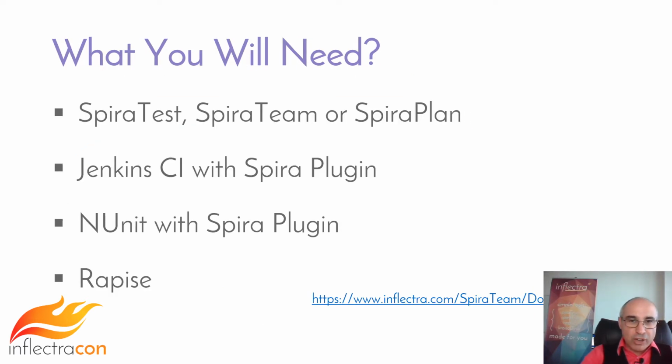So if you're going to do this at home, what will you need? Well, you'll need a copy of Spira Test, Spira Team, or Spira Plan. You'll need a CI tool. I'm using Jenkins. We also do support Bamboo and TeamCity and Microsoft Azure DevOps pipelines. So you have other options as well. We also will need a unit testing tool. We're using NUnit because we are doing a .NET project, but you could also use JUnit, Python Unit, Ruby Unit, any number of different unit testing frameworks. And for the UI portion, you'll need Rapise as well and Rapise Launcher.